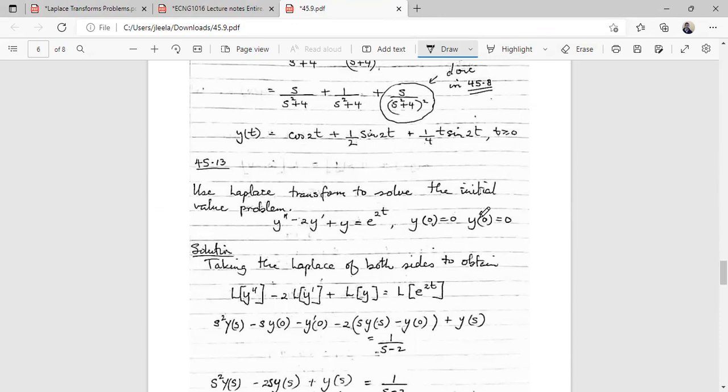Use Laplace transform to solve the initial value problem: y double prime minus 2y prime plus y is equal to e to the 2t, y(0) is 0 and y prime(0) is 0. Taking the Laplace of both sides to obtain the Laplace of y double prime minus 2 times the Laplace of y prime plus the Laplace of y is equal to the Laplace of e to the 2t.